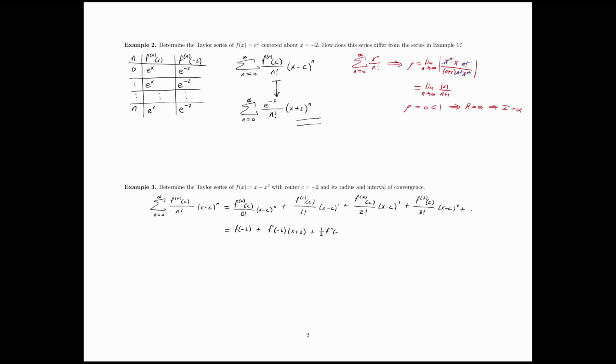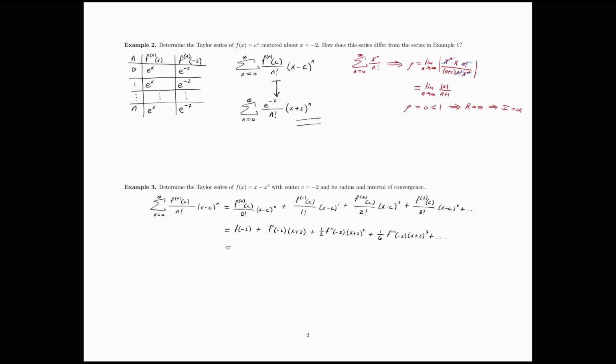plus 1/2 times our second derivative at -2, x plus 2 quantity squared, plus our third derivative times a 6, that's what 1 over 3 factorial is, so f triple prime at -2 times x plus 2 quantity cubed.